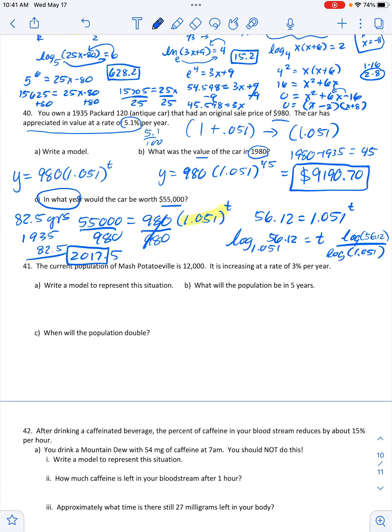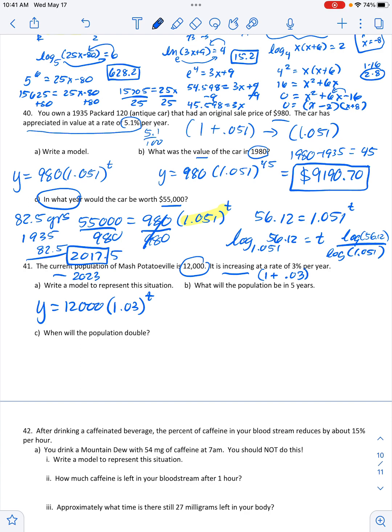Okay, now we're in mashed potatoville and the initial amount of people is 12,000. It's increasing at 3%. So 3% divided by 100 will be 0.03. Since it's increasing, I'm going to add that. So my model is going to be the initial amount, starting amount, then my growth factor, which is bigger than 1 because it's increasing over time. Now, current means we're starting in 2023.